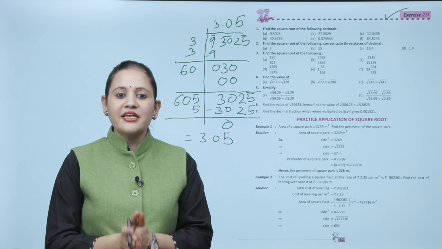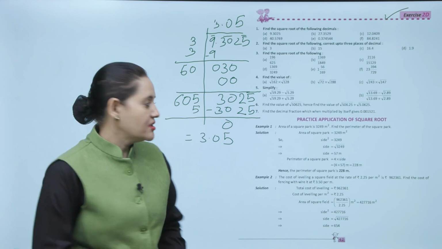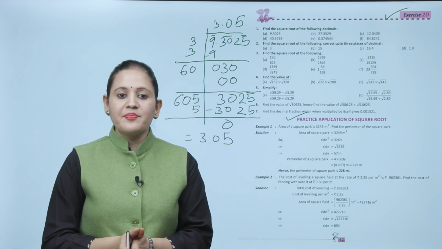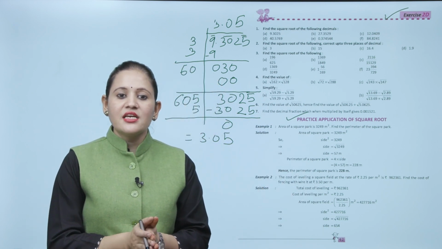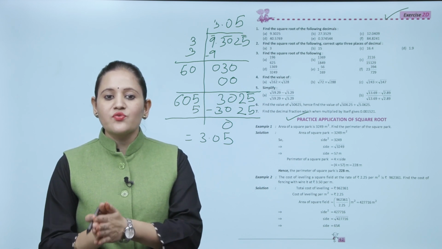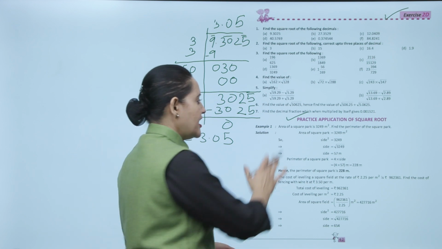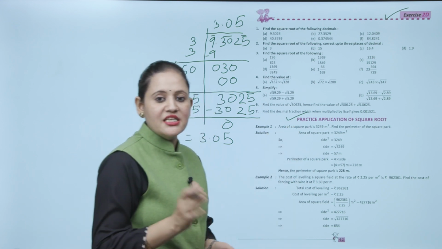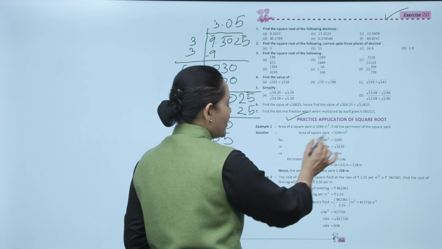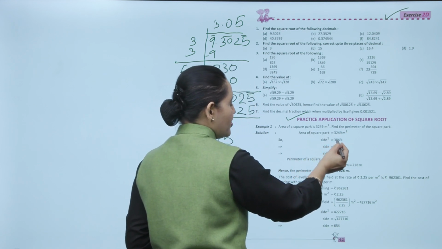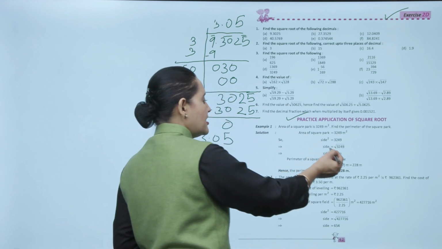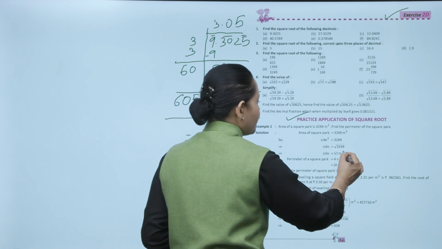Next is practice application of square root. Let's take an example. The area of a square park is 3249 meter square. Find the perimeter of the square park. Area is given and for perimeter we need the side. So from the area we will find the side. Area of square equals side square. Side square is 3249. So side equals root 3249, that is 57 meter.